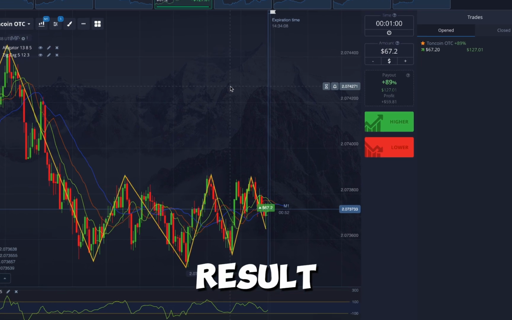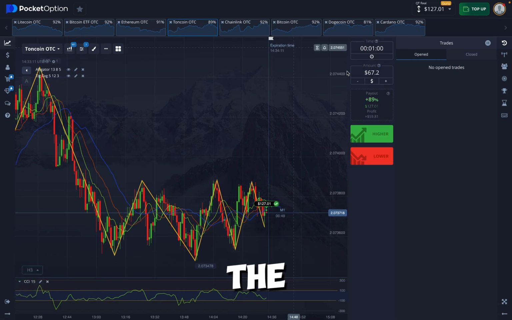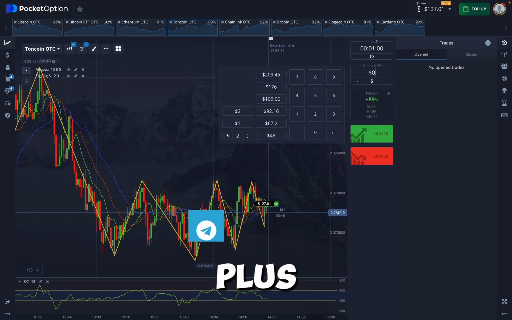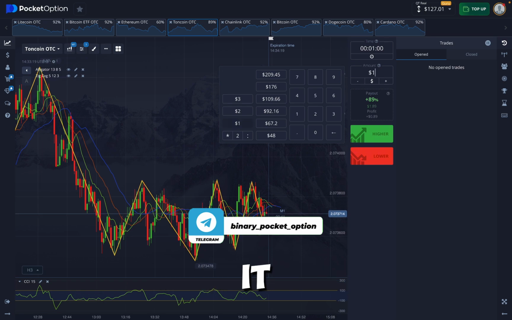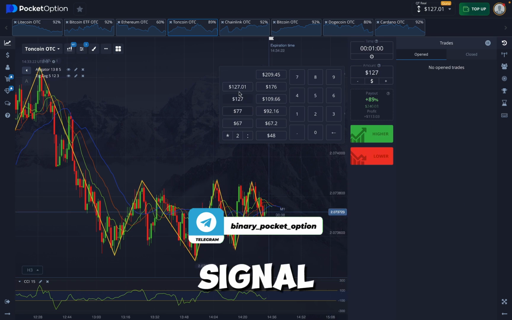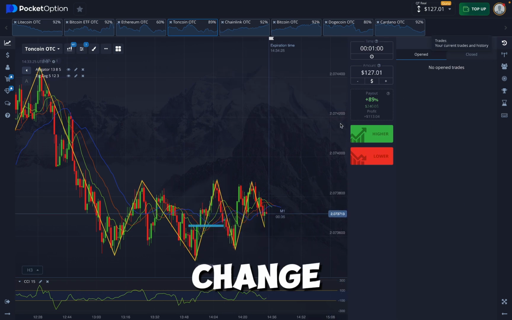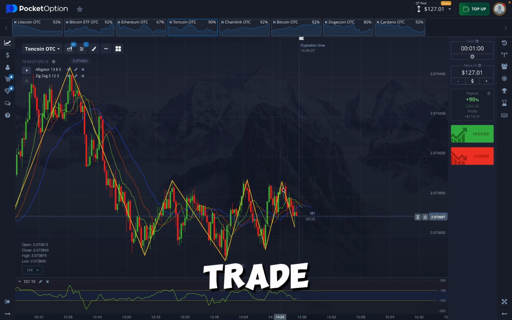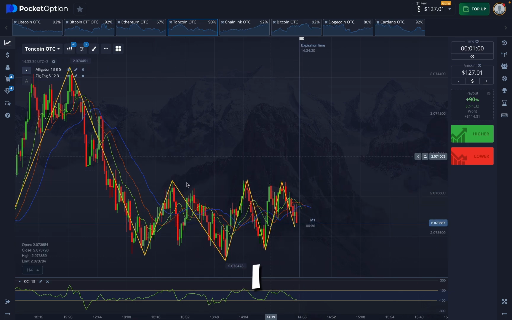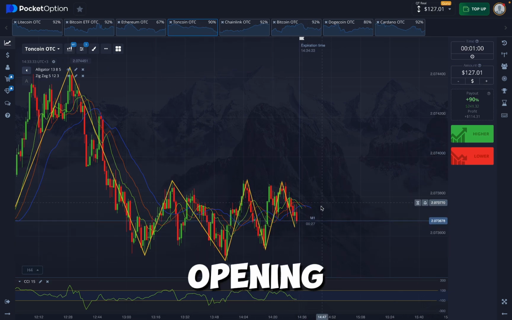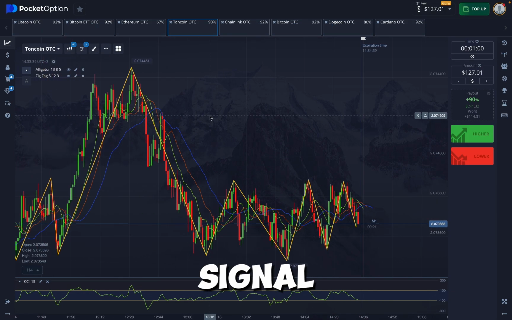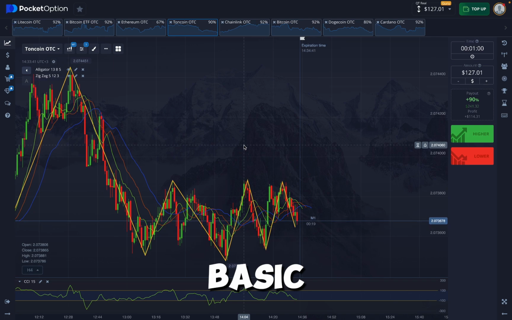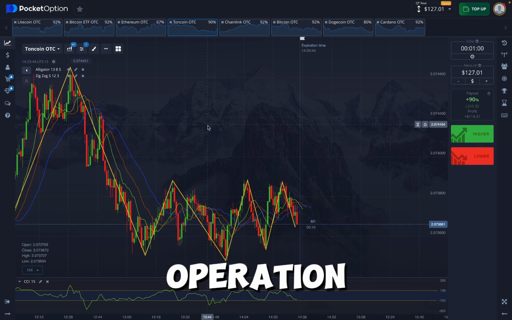Watch for the result, the bottom line, and the trade is closed in plus. Excellent. The signal has worked out completely. It was a very good and reliable signal here. Let's change the amount of values of the trade. Again, I will put the maximum for the next opening, and I will also tell you that there was a reliable signal. This is the basic principle of entry and operation.